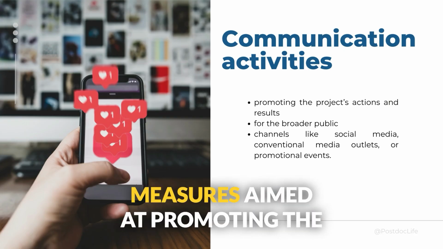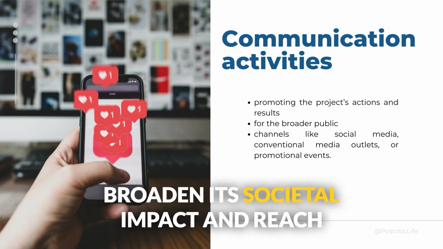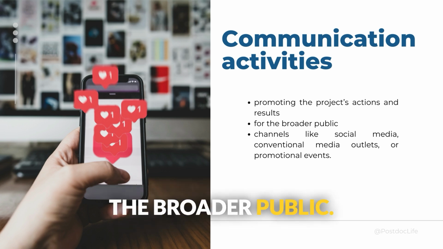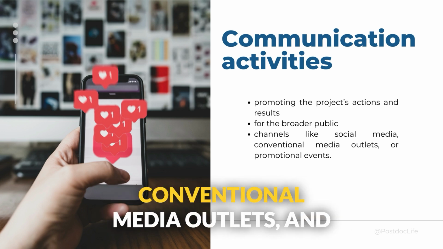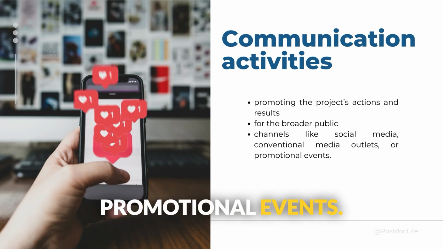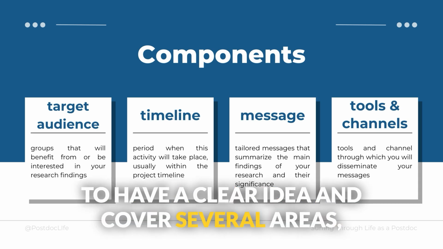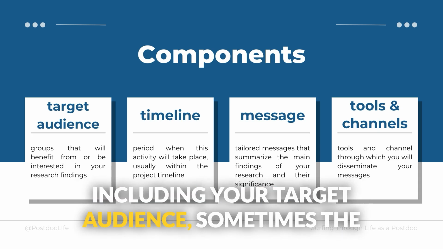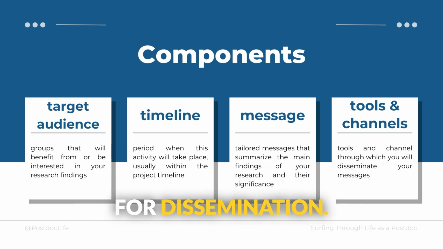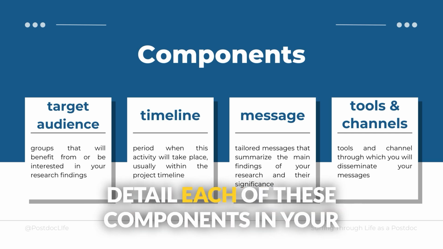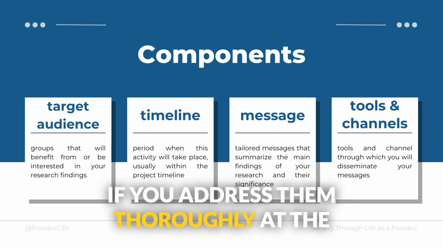Communication activities involve measures aimed at promoting the project's actions and results to inform and broaden its societal impact and reach the broader public. These activities are typically carried out through channels like social media, conventional media outlets, and promotional events. The European Commission expects you to have a clear idea and cover several areas, including your target audience, sometimes the timeline, key messages, tools, and channels for dissemination. Although it is not necessary to detail each of these components in your proposal, it will definitely help you if you address them thoroughly at the planning stage.